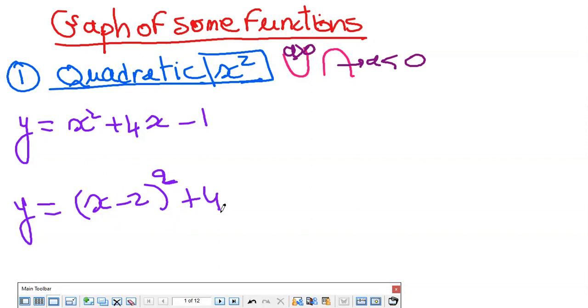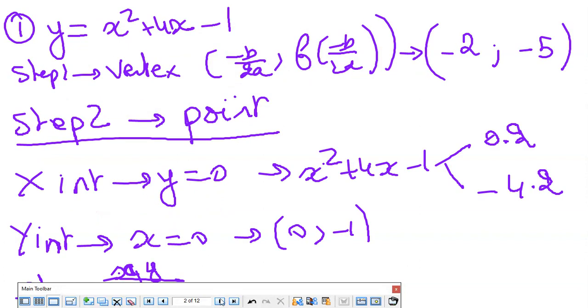In both equation cases, I will draw it. I will take the first one. When you have it in the developed form, the first step is to find the vertex, and you know the formula already. The vertex is minus b over 2a, f of minus b over 2a. Here it's minus 4 over 2, so it's minus 2. Then f of minus 2 gives minus 5. So this is my vertex.